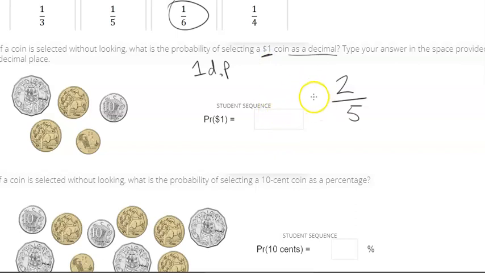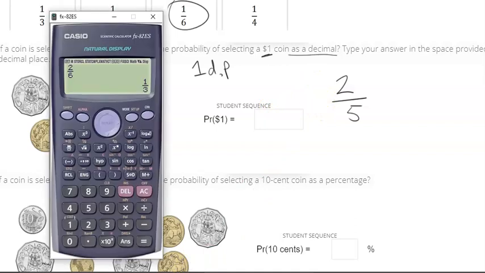Now, there are 2 different ways. I'm going to show you the easy, simple way with your calculator. And remember that SD button from standard to decimal? That's what we're going to use. So 2 over 5.